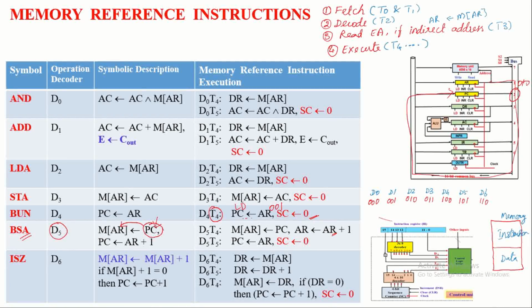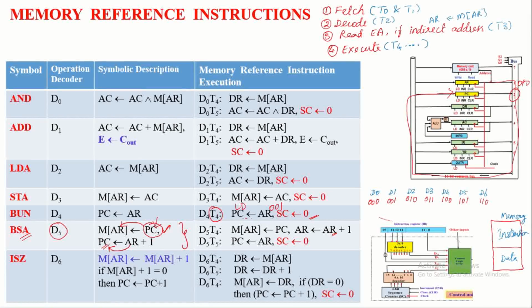After this operation, the address register content also needs to be incremented. That incremented value needs to be transferred to the program counter register. Now the program counter register contains the address of the first instruction in the subroutine, and from this the instructions in the subroutine can be executed sequentially until the return statement is met.